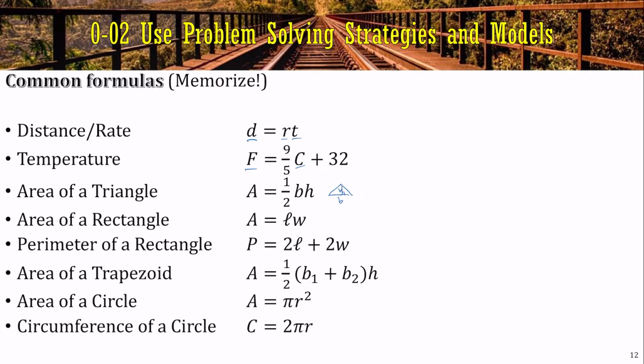Area of a trapezoid. Remember, trapezoids have a top and bottom that are parallel. That's base 1 and base 2, and then the height is perpendicular to those two bases. So it's 1/2 base 1 plus base 2 times the height. Area of a circle is pi r squared, and the circumference of a circle is 2 pi r.